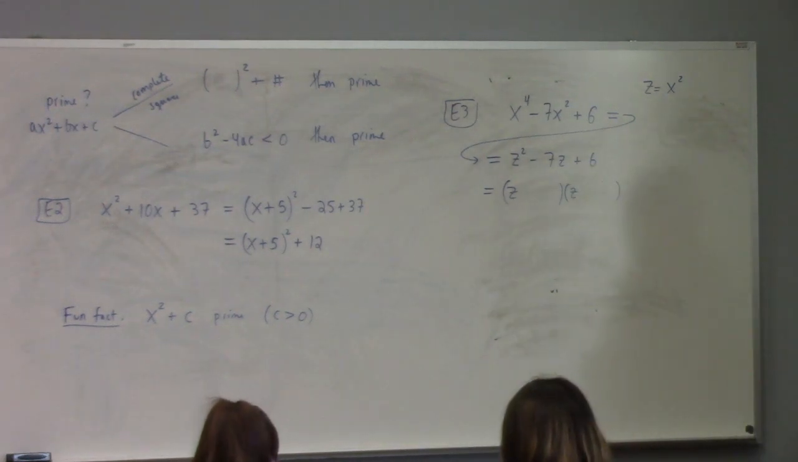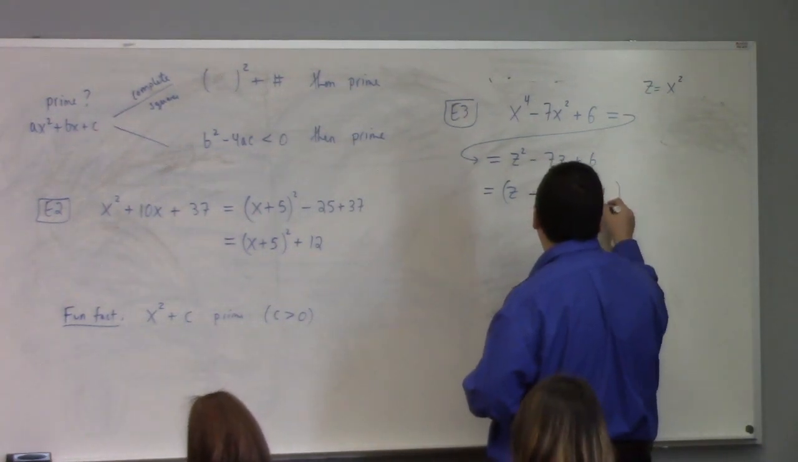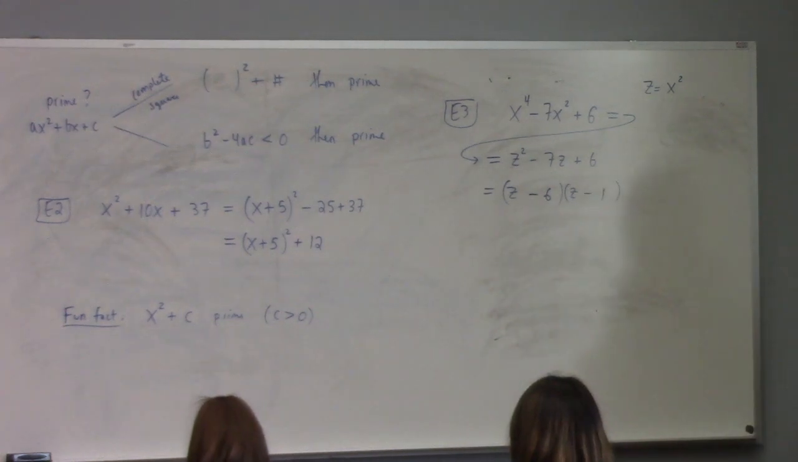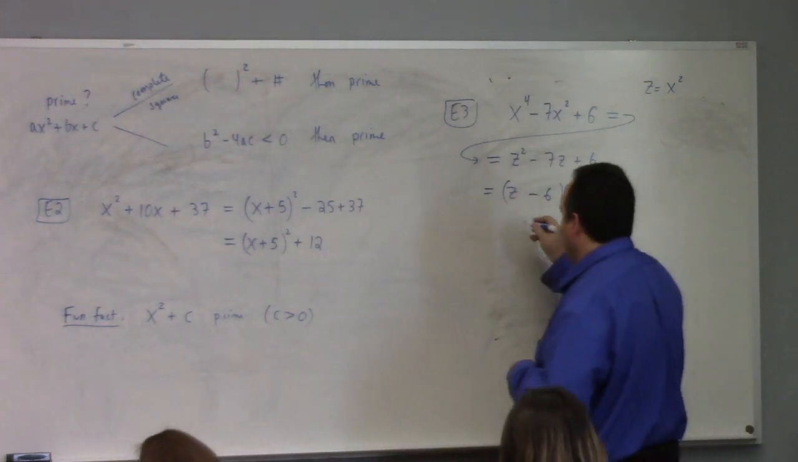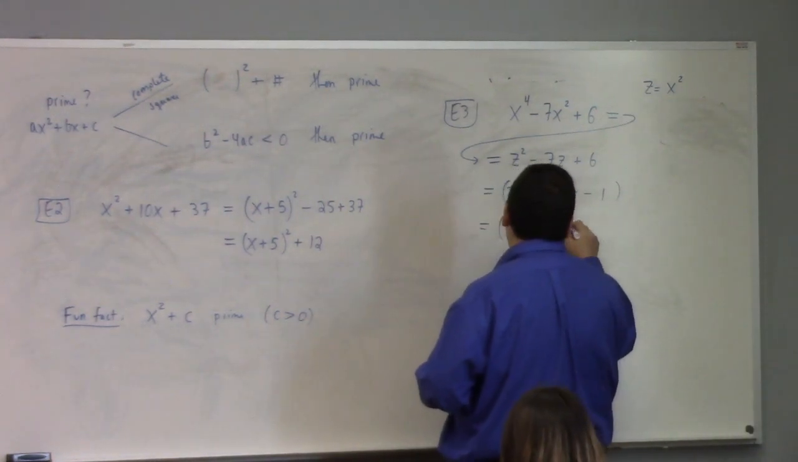-6 and -1? Sure, I'll allow it. Why not? It's also correct. And then let's go back to x. What do we got? So we've got x squared minus 6, times x squared minus 1.